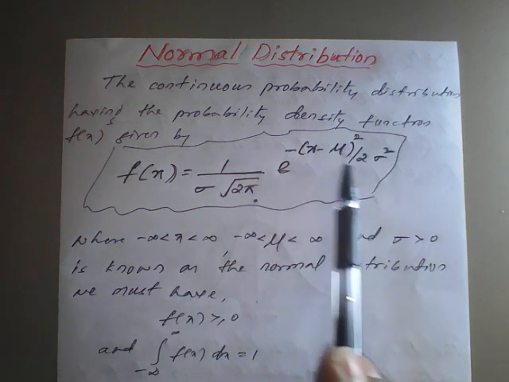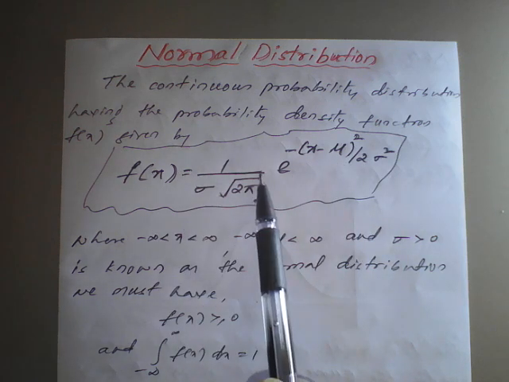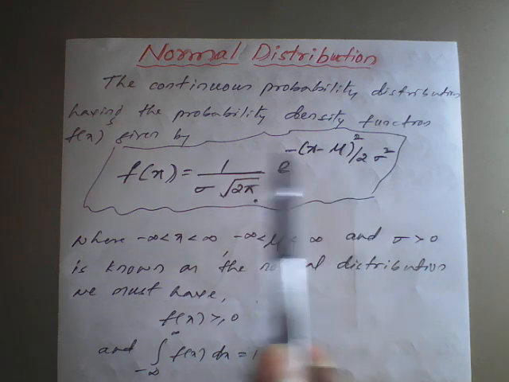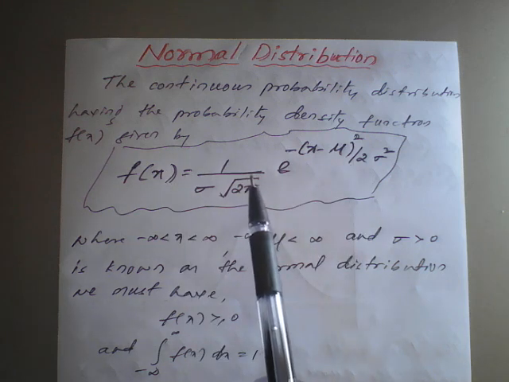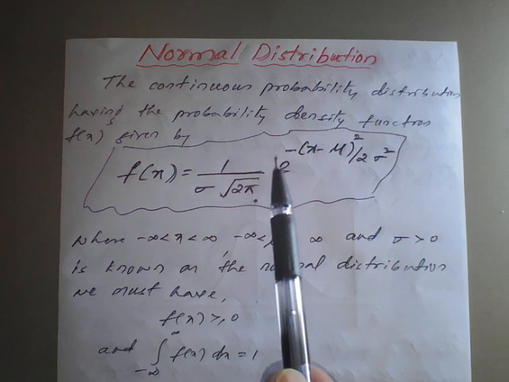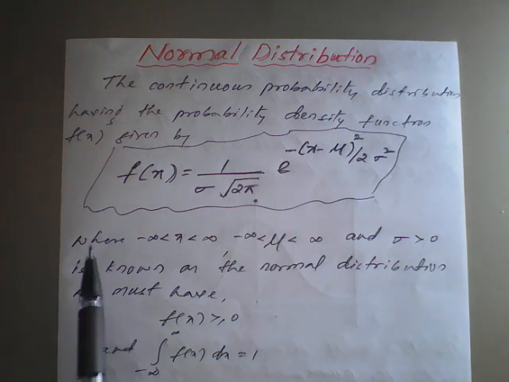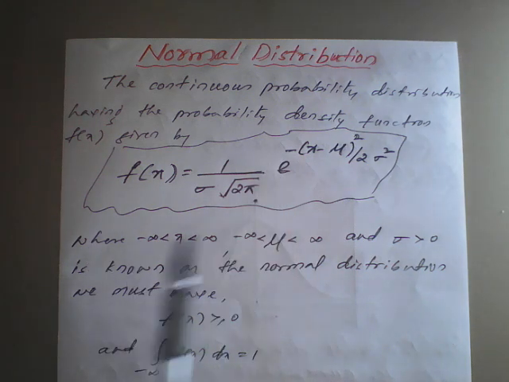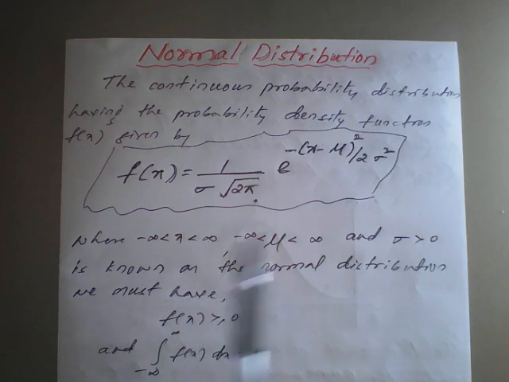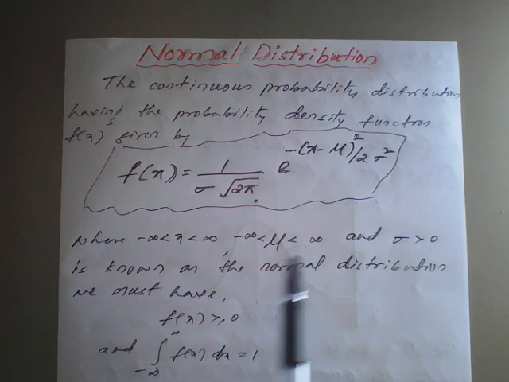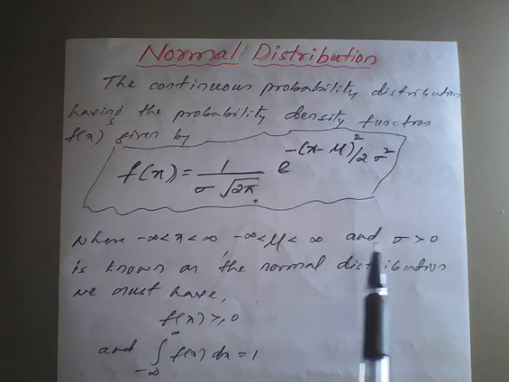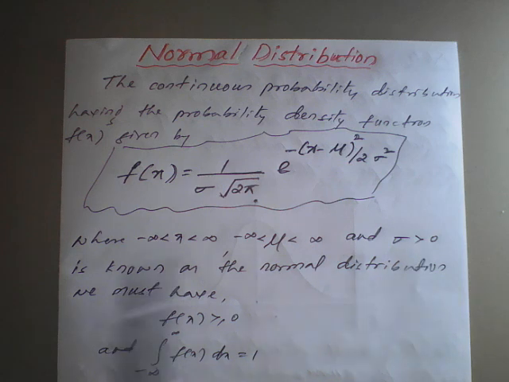So this is a function for normal distribution. By using this, we are going to simplify the problems based on this normal distribution. Here x is lying between minus infinity to plus infinity, and mu is lying between minus infinity to plus infinity. This mu stands for the mean, and the standard deviation, that is sigma, is positive, is known as normal distribution.